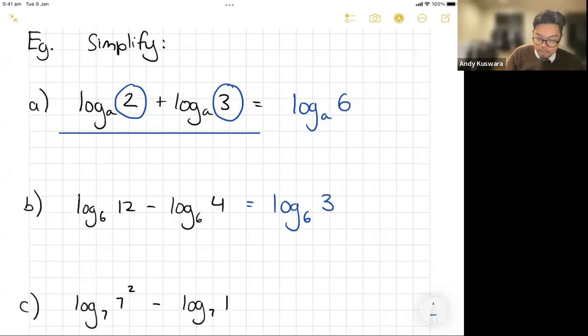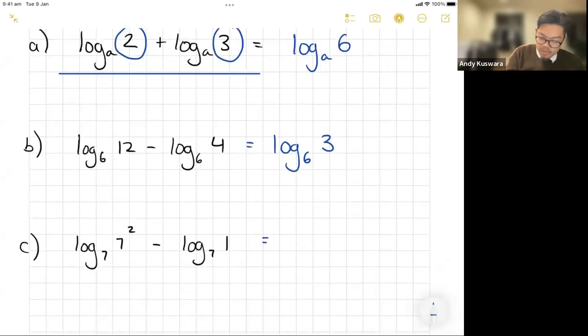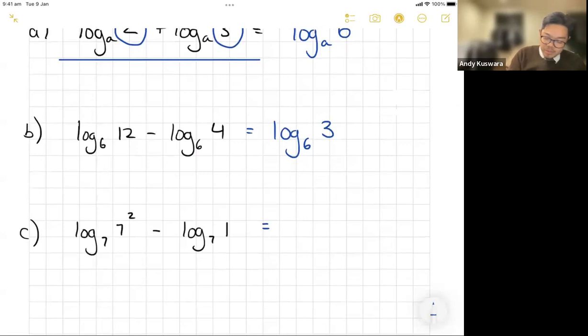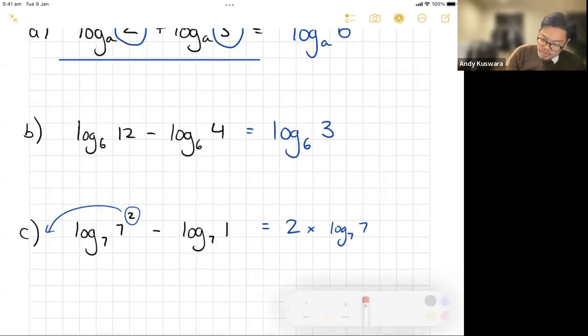Hopefully you caught that. And this last one here, there's a couple of different ways to think about this one. I think the easiest way would be to deal with this power here, move it down to the front. So it's going to be 2 times, because remember, power means kind of like product. And then we've got log 7, 7, and then I've got take away log 7, 1.